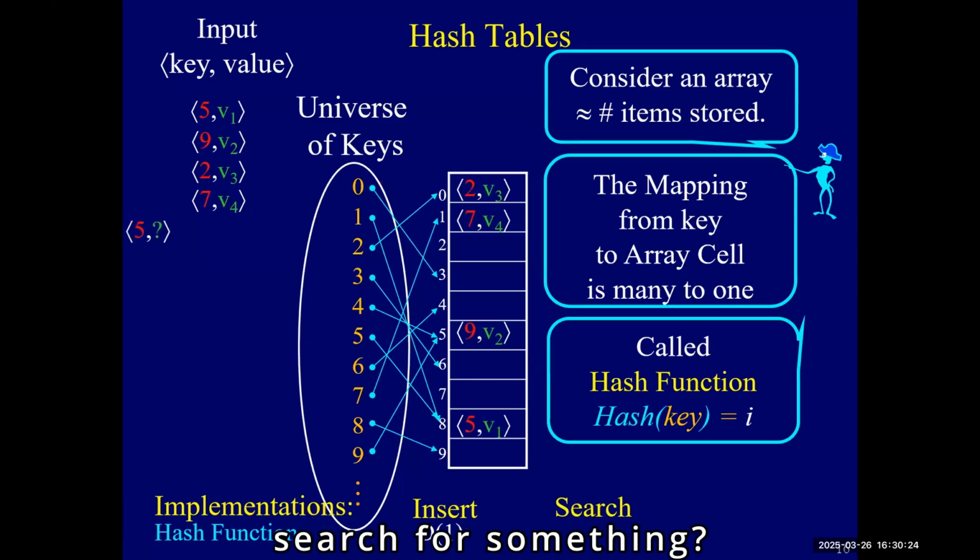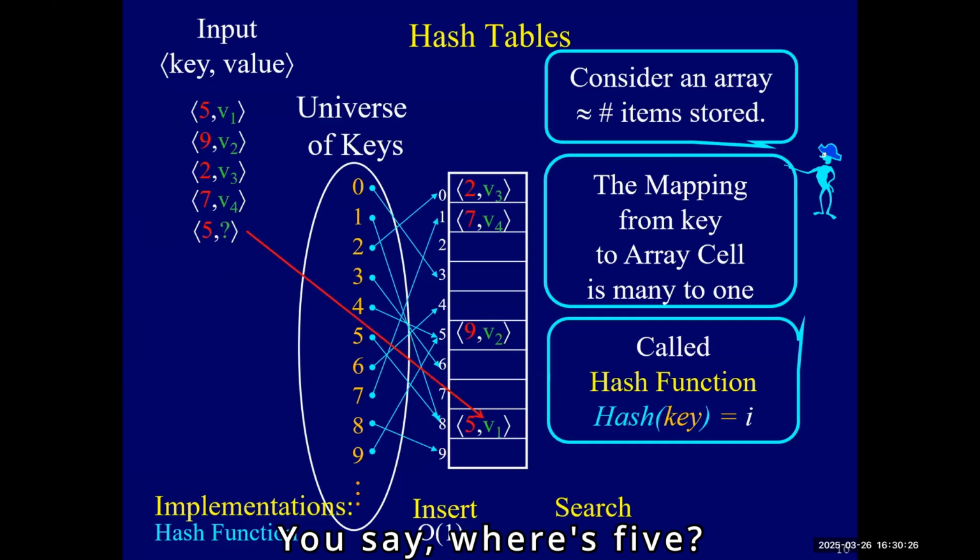And then how do you search for something? You say, where's 5? Well, where does 5 get hashed? It gets hashed there, there it is. So that's constant time. And now if you want to ask who's after 5, well, it's just a mess here. There's just nothing there for you. Everybody good?